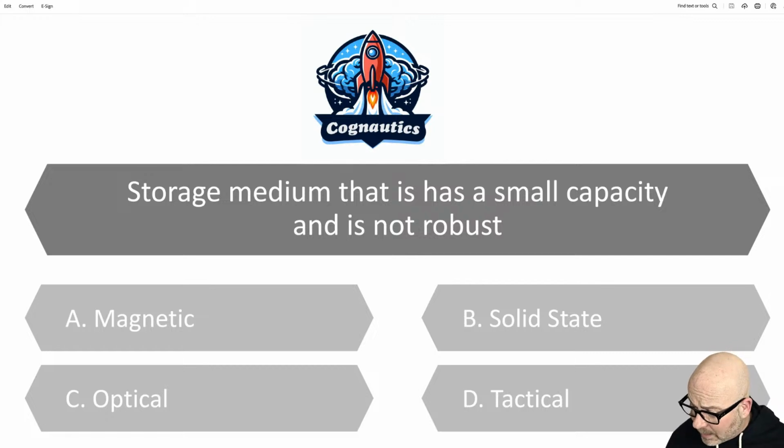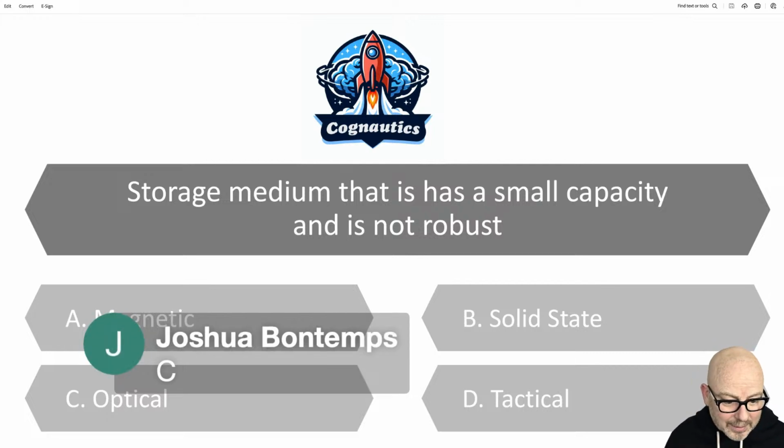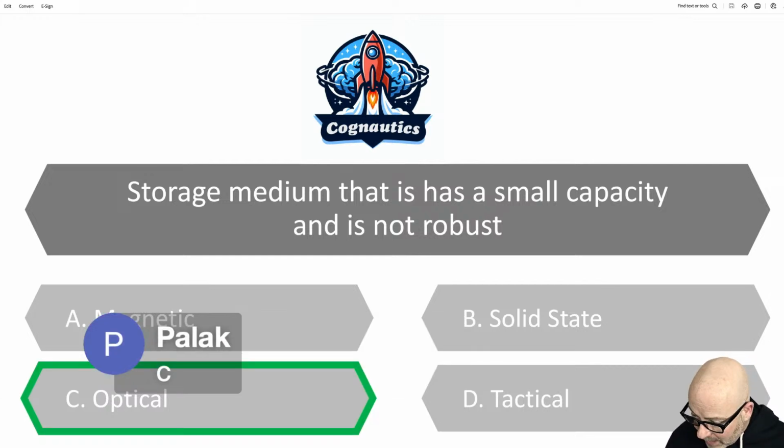Ooh, Dan has come in with an answer here. Let's see. Do we think Dan is right? Dan is fast. Dan is fast and Dan is accurate. Be like Dan. Josh is also C. That is very good. It is C. Okay. Because it's storage medium, which is small capacity. Yeah, Palak saying C, Nilikshan saying C, Laksher saying C, Palak saying C. You're all spot on. It's optical, right?